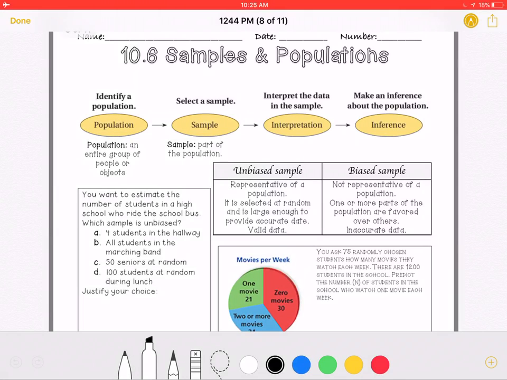Hi class, we are so close to being done with chapter 10. So our sixth lesson here, 10.6, samples and populations.